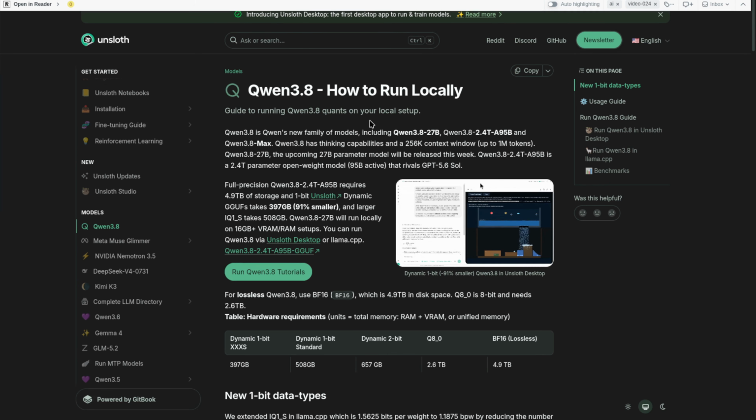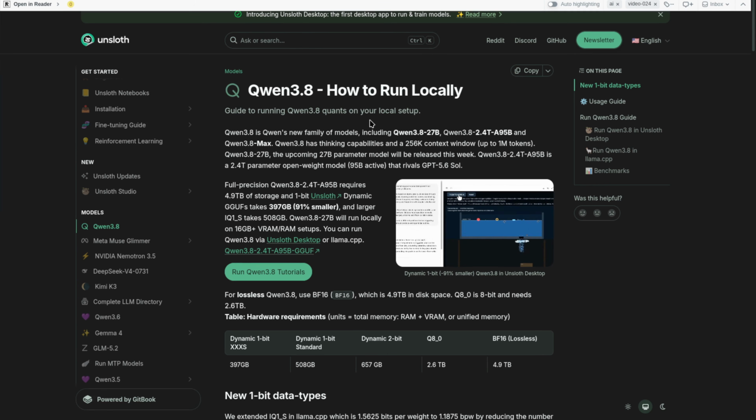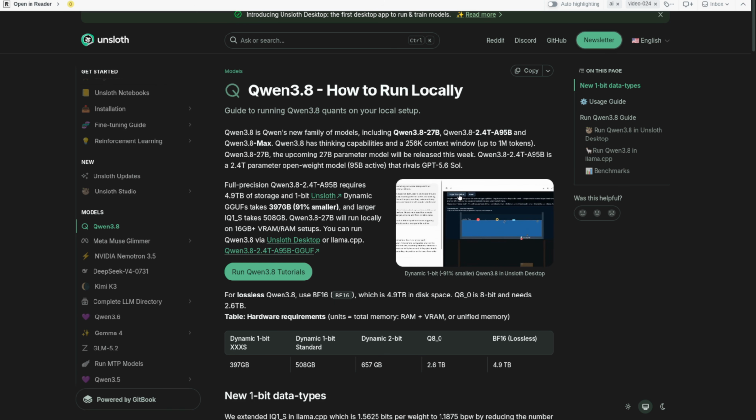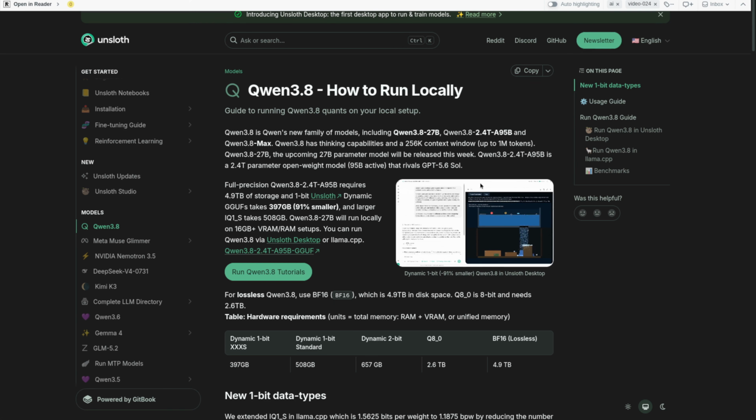Here's their official post on their website, and this is referring specifically to Qwen 3.8-2.4T-A95B. That's a mouthful, so let's decode it together. The 2.4T means 2.4 trillion parameters in total. A95B means only 95 billion are active at once. It's a mixture of experts.